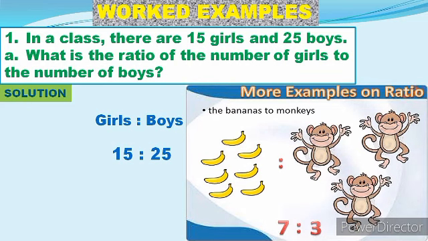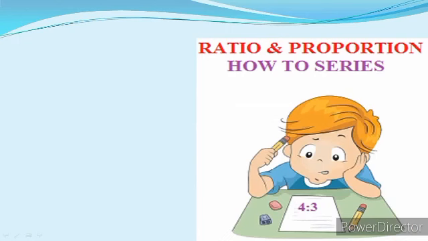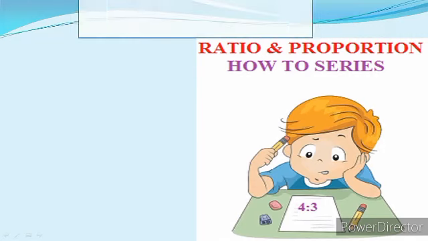Now to reduce 15 and 25, the common factor here is 5. So 5 can divide 15 and 5 can divide 25. 15 divided by 5 is 3. 25 divided by 5 is 5. So our final answer is 3:5. Therefore, the ratio of girls to boys is 3:5. Remember the question says the number of girls is 15, the number of boys is 25. So I'm going to be using these numbers to solve another sub question.